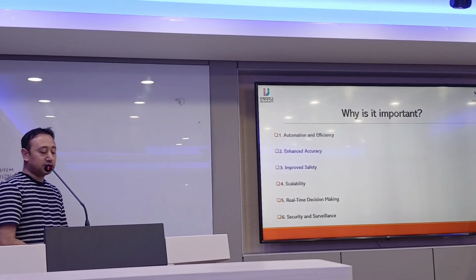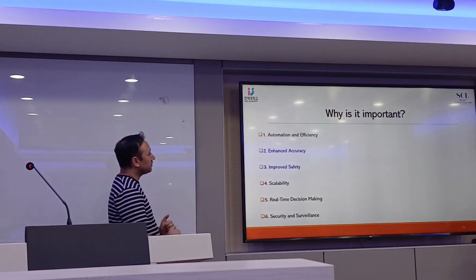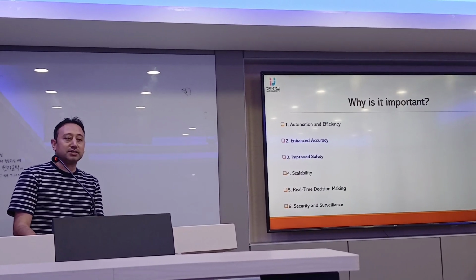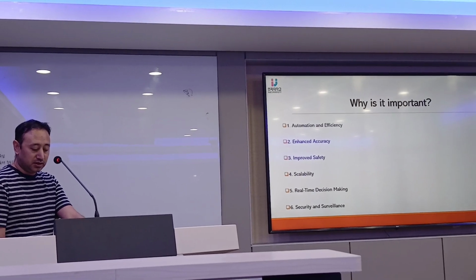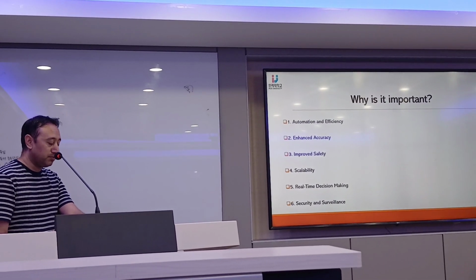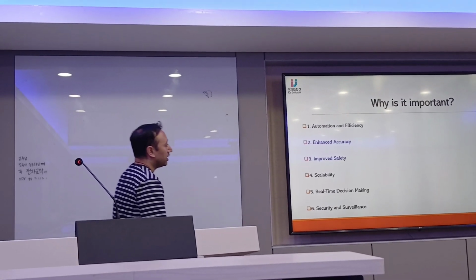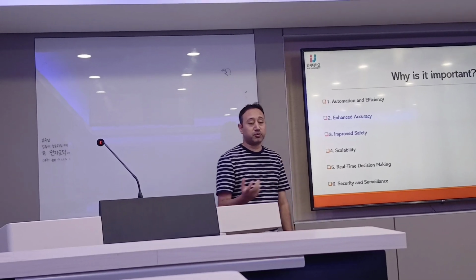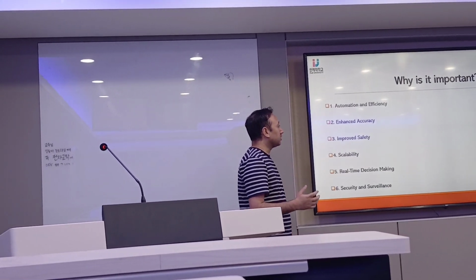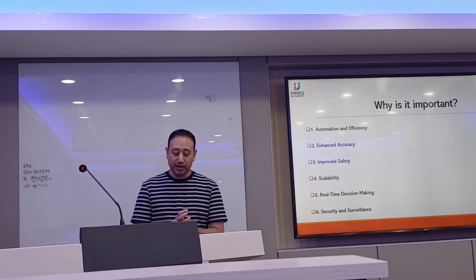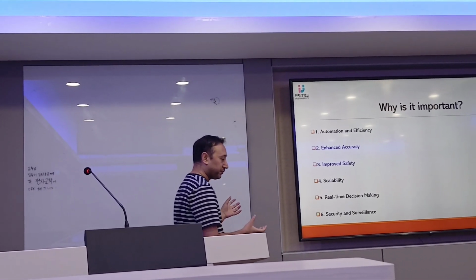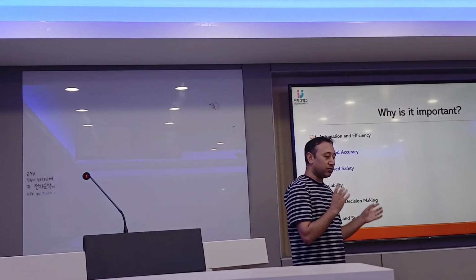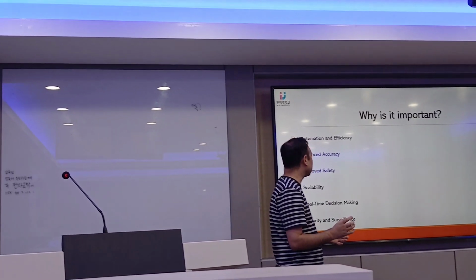So why is it important? First of all, automation and efficiency. We want to automate our daily life tasks. For example, if you apply computer vision in manufacturing, you can identify defects in the parts of equipment or any products. You install a camera there, and it automatically detects the products which are defective. On the production line, we can identify which product is defective and which is not.